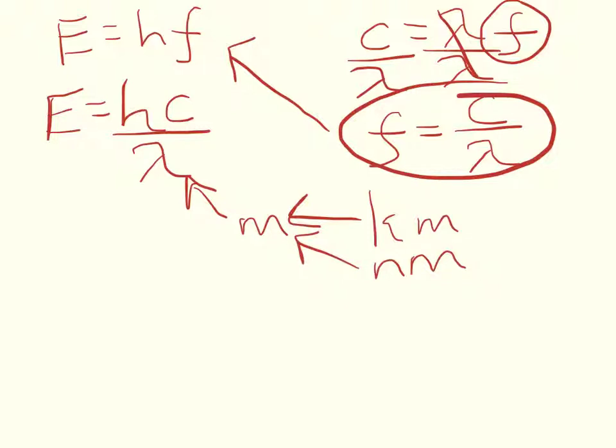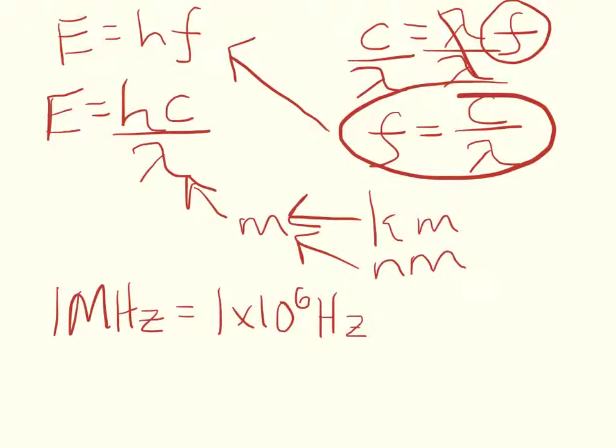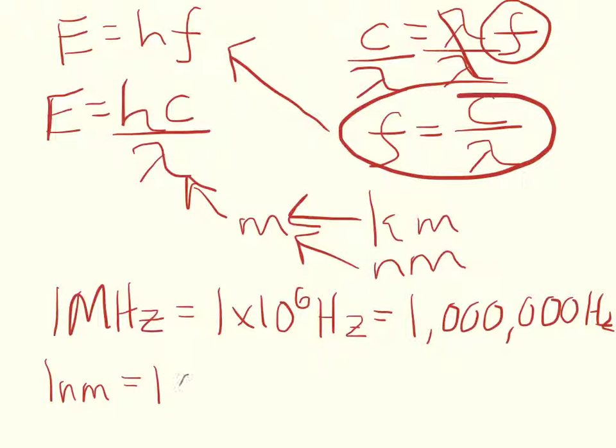So let's do some quick conversions real quick. Some things that you're going to need to know. Number 1, megahertz is equal to 1 times 10 to the 6th hertz, also known as 1 million hertz. Another one that you're going to end up using is nanometer. So 1 nanometer is equal to 1 times 10 to the negative 9th meter. I'm not going to write that in decimal form because that's way too many zeros. You can also look these up.